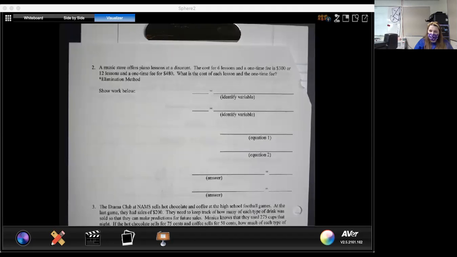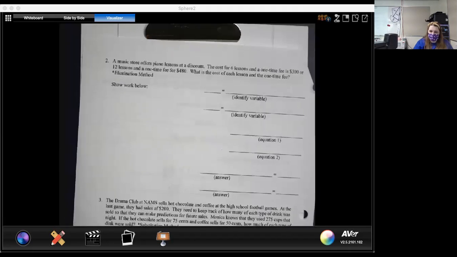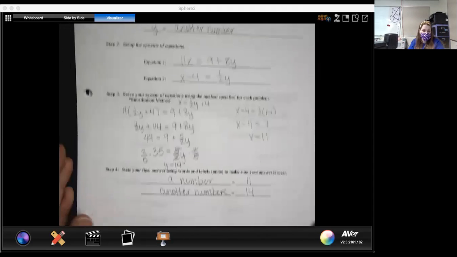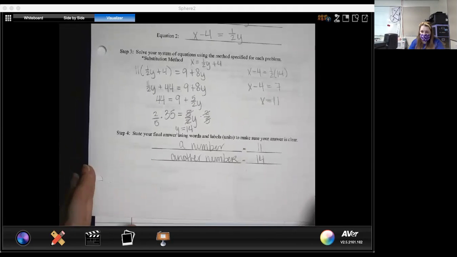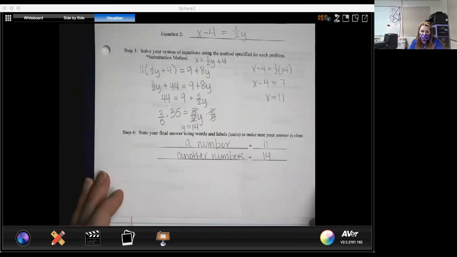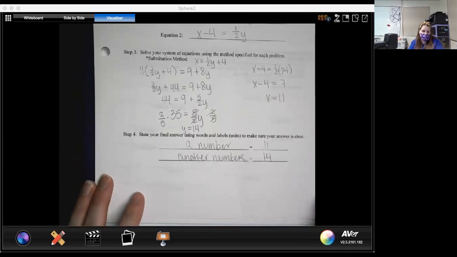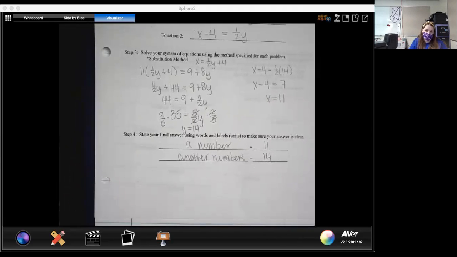Okay, number 2, a music store offers piano lessons at a discount. The cost, what were those last words for the first problem at the end? Sorry, I apologize, didn't mean to go too fast on that. Make sure your answer is clear, possibly is what you're referring to. State your final answer using words and labels, aka units, to make sure your answer is clear.